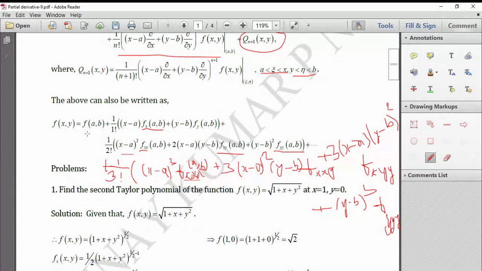So if they ask you to find the first Taylor polynomial, that means Taylor polynomial of degree 1. So you have to find f(a,b) up to here, till here.